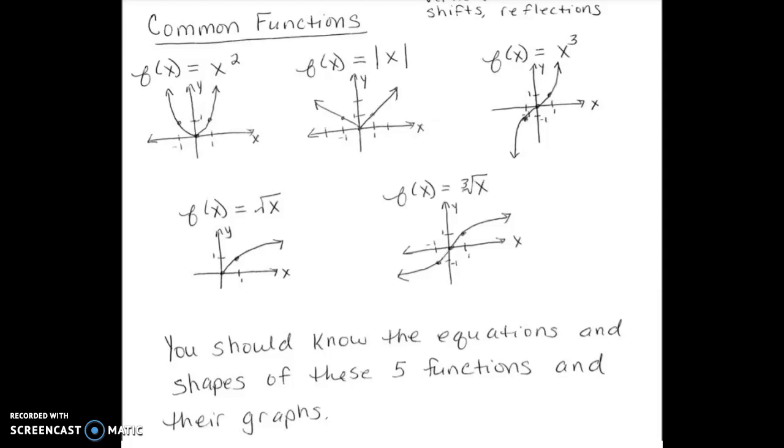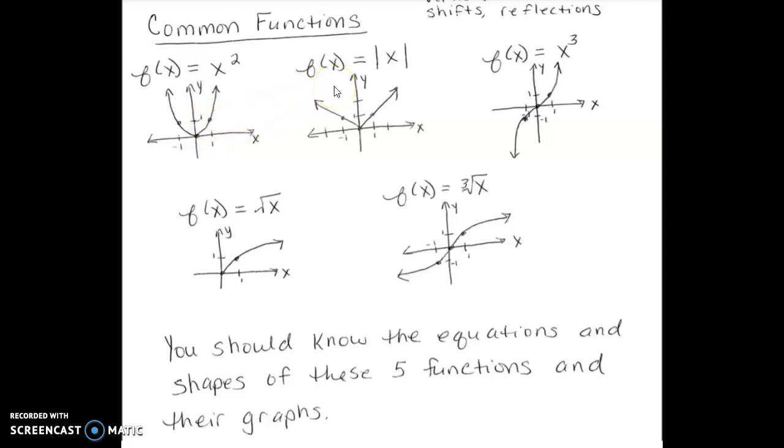So the first one is f of x equals x squared. The graph of f of x equals x squared looks like this. We call this a parabola. It's a U-shaped graph that opens upward. It goes through the points negative 1, 1, 0, 0, and 1, 1.